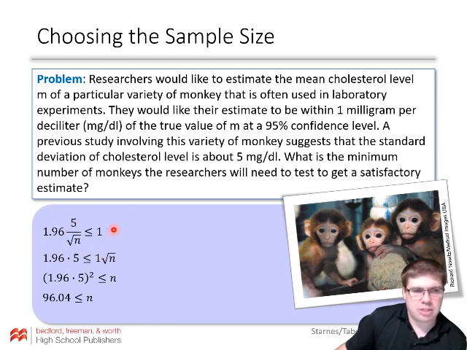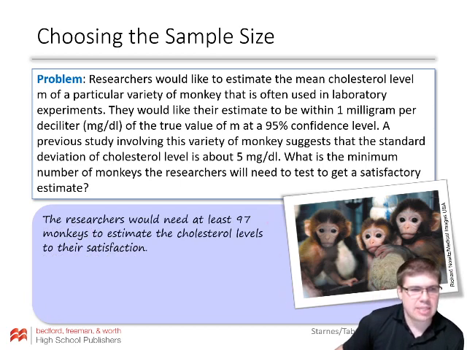So we can multiply by square root of n on the other side. This one works out pretty nice because there's nothing then to divide. It's just n over there, and we can square both sides. And we get n has got to be greater than or equal to 96.04. And once again, we have to go up to the next whole number. So to be sure that we're less than 1, we actually have to go up to 97. And so the researchers would need at least 97 monkeys to estimate the cholesterol levels to their satisfaction, that is, within 1 milligram of the actual mean. So we can be 95% certain of that.